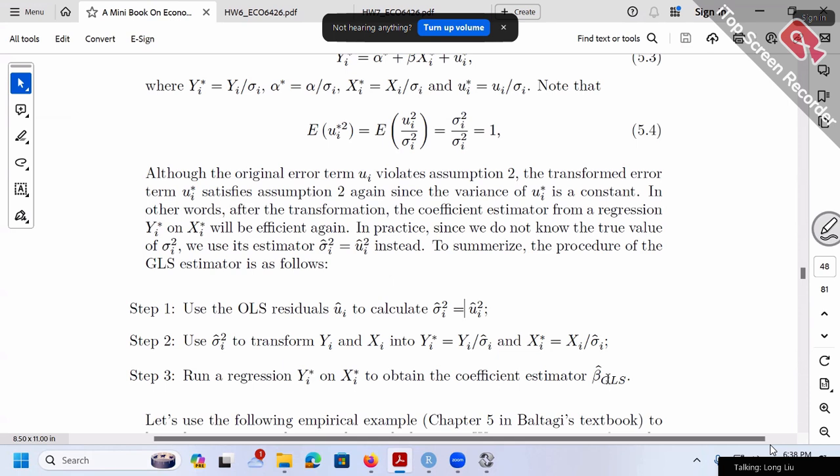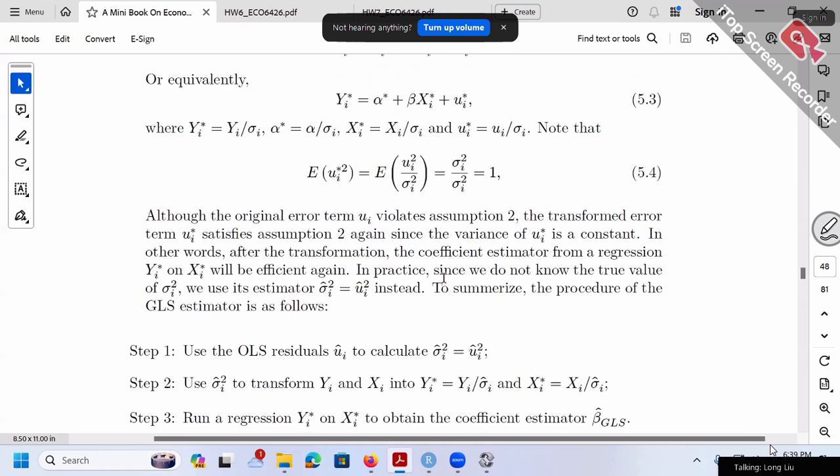For the computer, for RStudio, once you calculate the residual square, everything afterwards we give to the computer. Let the computer take the square root, calculate Y star, X star, run the regression, everything afterwards. If you want to do it manually, you estimate the residual square, calculate sigma i square hat, and afterwards calculate your Y star, X star, which is original Y divided by sigma i hat, original X divided by sigma i hat, and then run the regression of Y star over X star. The corresponding coefficient beta hat, we call it beta hat GLS. This beta hat GLS will be efficient again.